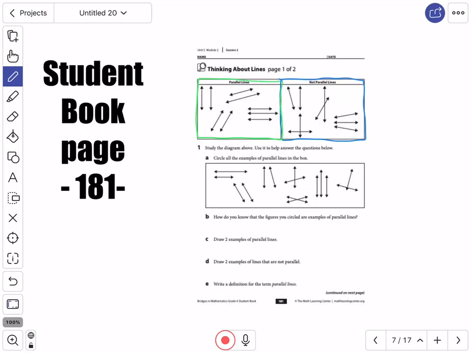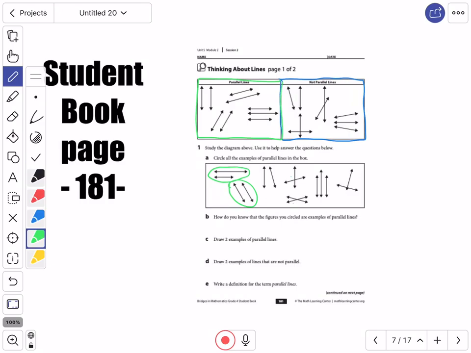It says to study the diagrams that I just showed you. So we have these, and we also have these. These are going to help us, okay? So for number 1, it says study the above and use it to help you answer the questions below. A says circle all of the examples of parallel lines in the box. All right, so remember that parallel lines are never going to intersect. They are always the same distance apart no matter where they are.